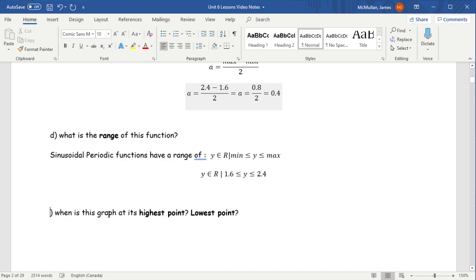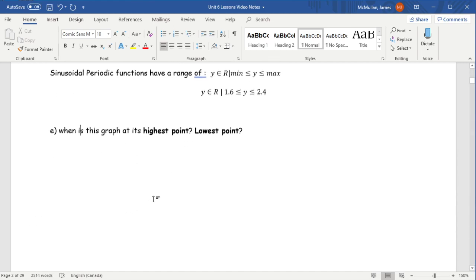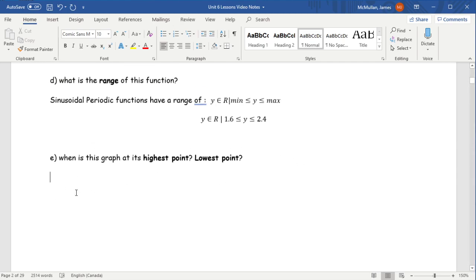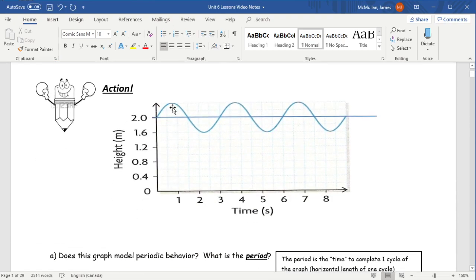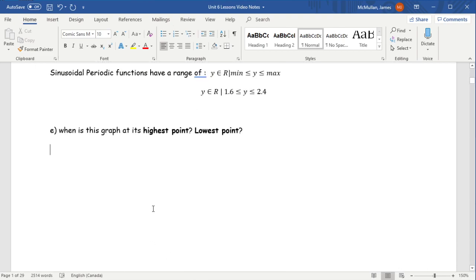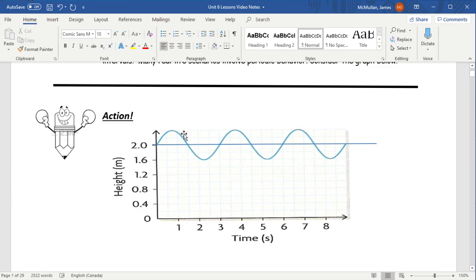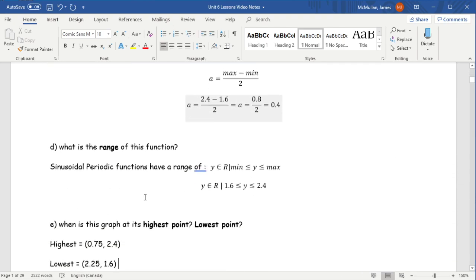When is the graph at its highest point and lowest point? Okay, I want to again make an important point to you here. Obviously, you can just look at this and go, okay, it's at its highest point at 0.75. So highest is 0.75 and 2.4. Lowest is 2.25 and 1.6. I want you to focus, though, rather than on those specific numbers, on this idea.